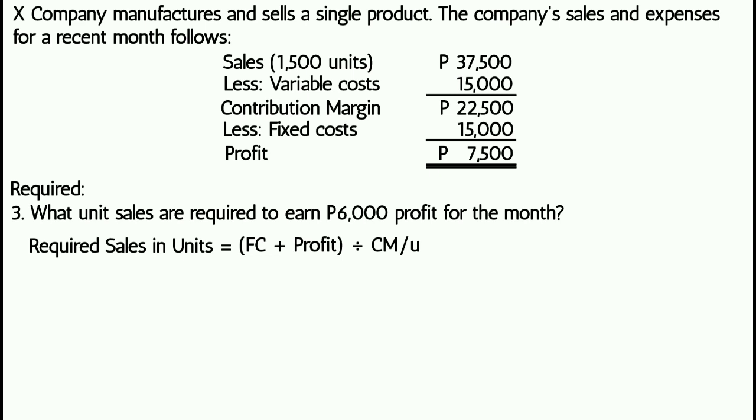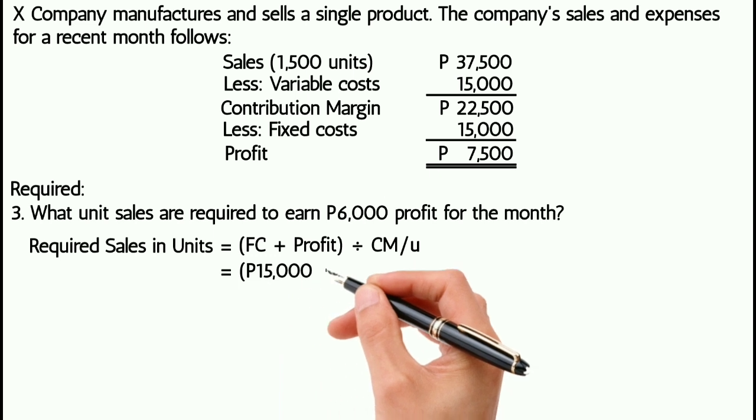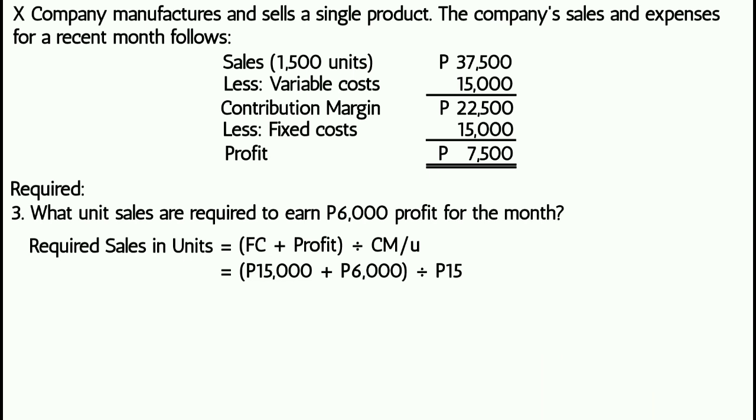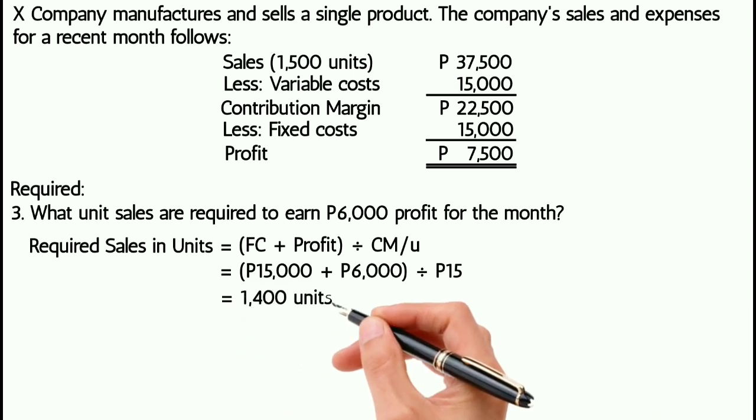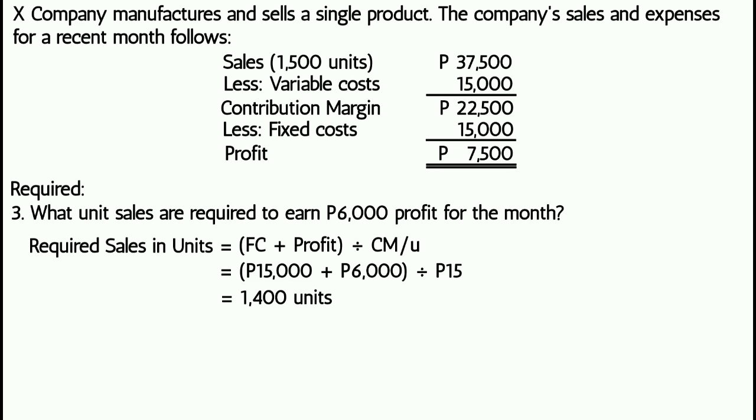Recall na ang gagamitin na profit sa computation ay profit before tax. Since hindi binigay dito sa requirement kung yung 6,000 pesos ba na profit ay profit before tax or profit after tax, assume that the 6,000 pesos profit is profit before tax. Ang fixed cost ay 15,000 pesos, ang profit before tax ay 6,000 pesos, at ang contribution margin per unit ay 15 pesos. So, 15,000 pesos plus 6,000 pesos divided by 15 pesos, that is equal to 1,400 units. Anong ibig sabihin nito? 1,400 units yung dapat na mabenta ni X company para ma-earn niya yung 6,000 pesos profit for the month.